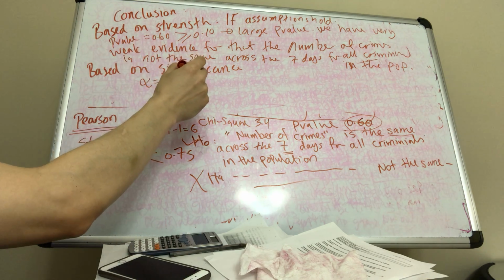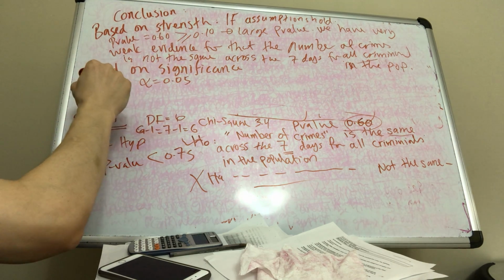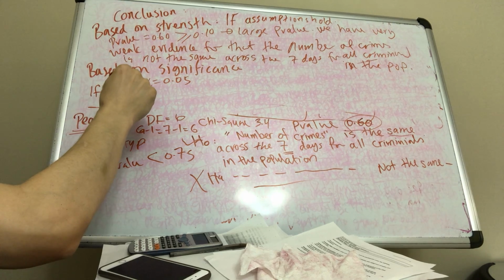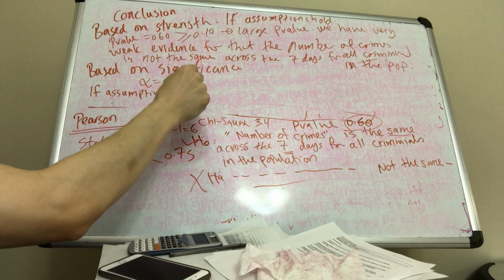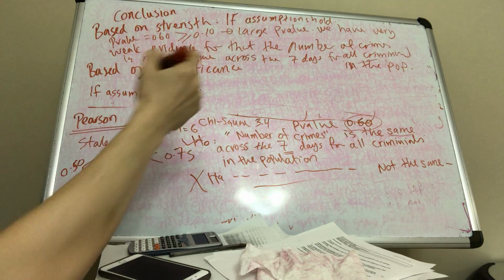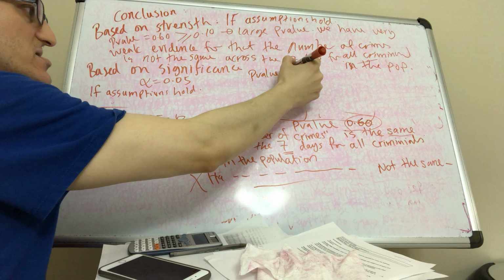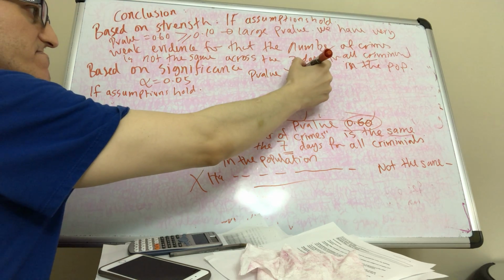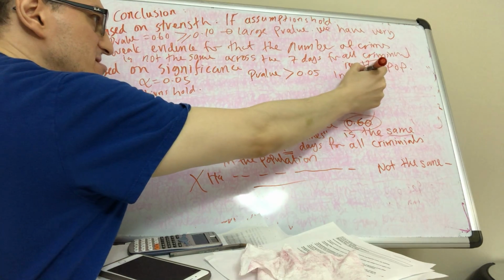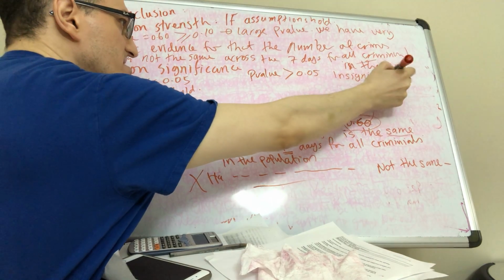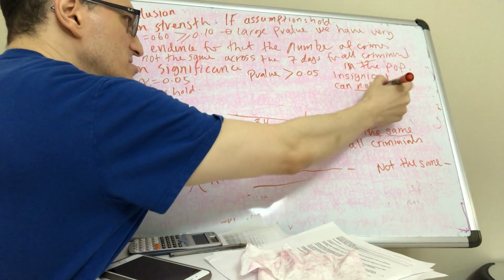If you base it on significance, you start with the same thing. If assumptions hold, but the p-value is more than alpha, so you have insignificant results. Don't reject, cannot conclude HA.